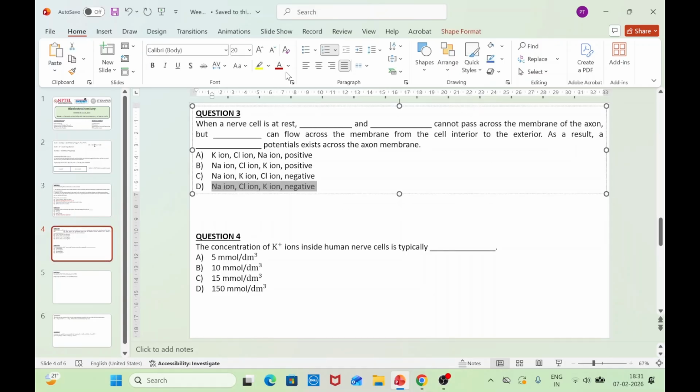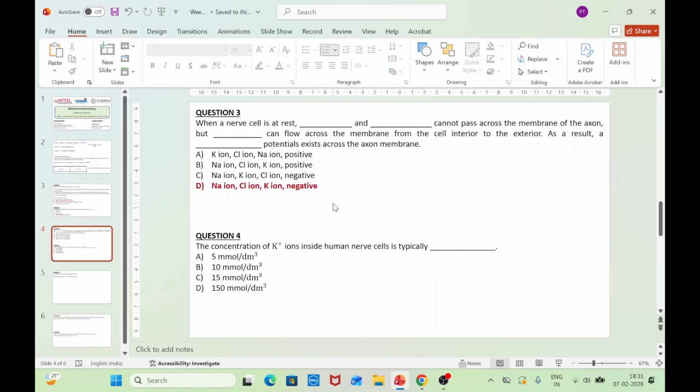So when your nerve cell is at rest, only the potassium ions are going to move across the membrane. The sodium and the chloride ions cannot pass through the axon membrane, and because of this, a negative potential exists across the axon membrane. So what will be the value of that potential across the axon membrane? The value of delta E K plus.